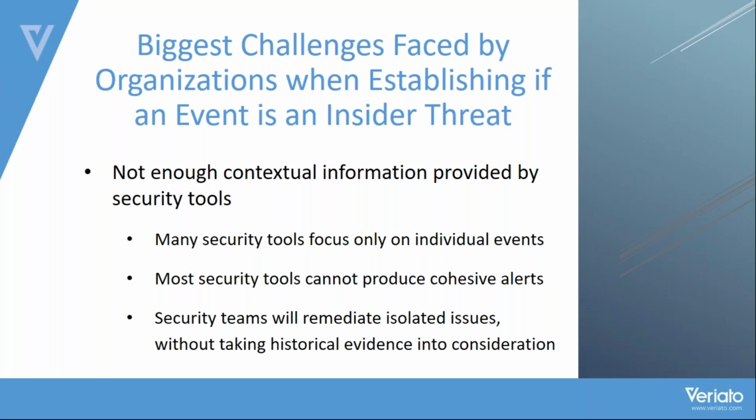Here are some of the things I was talking about. When we talk about contextual information, a lot of the tools focus only on individual events. They're not aggregating those events and putting those things together like they should be. Most security tools cannot produce cohesive alerts, as I mentioned. What is it that I should be looking for?